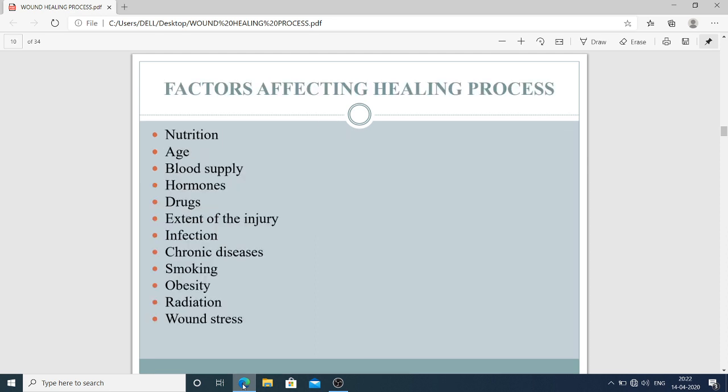After that, we are going to talk about the factors affecting the healing process. Nutrition. If someone takes good nutrition, meaning the financial condition of the person is good and the family of the patient provides good sources of food, then the healing process is rapid as compared to a person whose nutrition is not good. If the person is of young age, then they recover sooner as compared to old age.